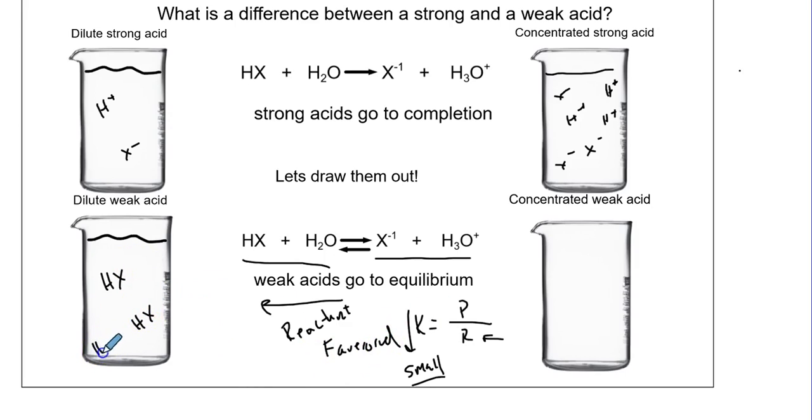Could you show one? Okay, you can, maybe. But you surely wouldn't want to show two. Same thing goes here with a concentrated weak acid: HX, HX, HX, HX. I'd probably leave it like this. But if you feel the need, you could do one H plus and maybe one X negative.